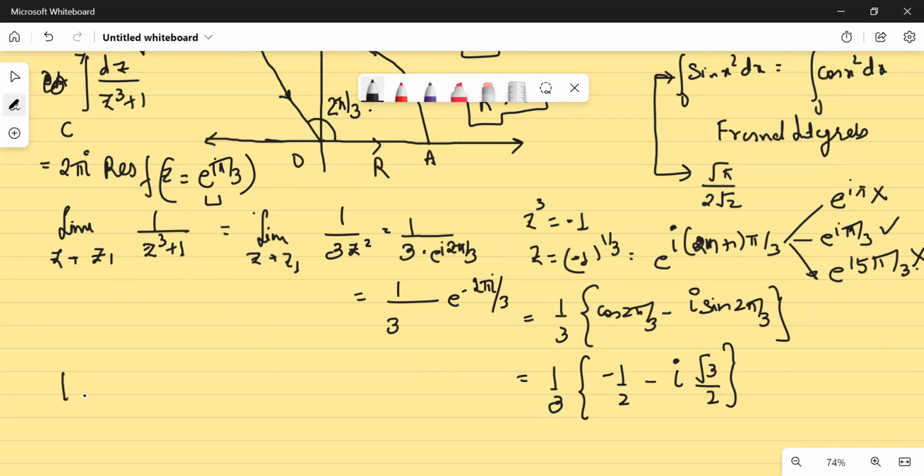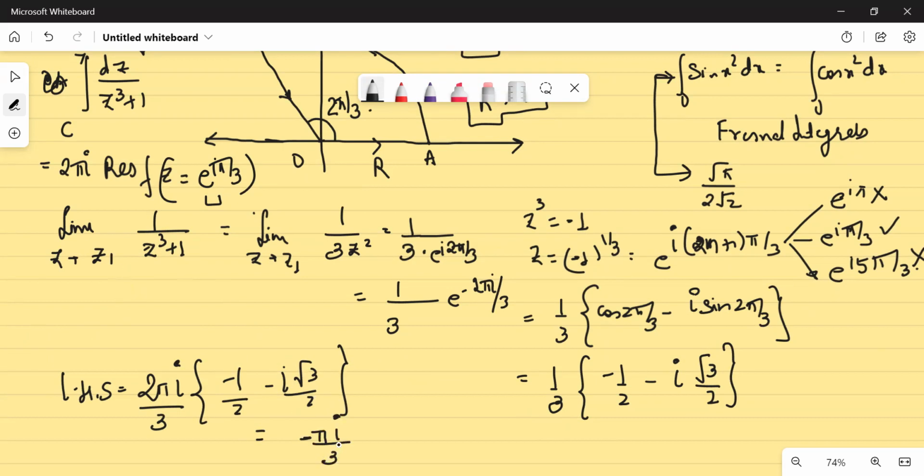So on the left hand side, your integral looks like 2 pi iota into 1 by 3 times minus 1 upon 2, then minus iota root 3 upon 2. And the 2 gets cancelled, so minus pi iota upon 3. And I think you're left with 1 plus.